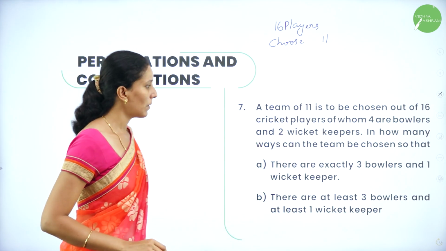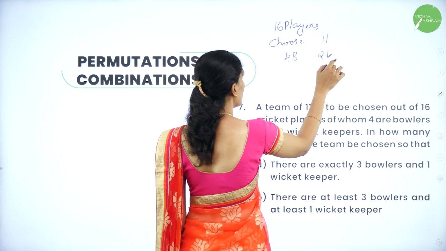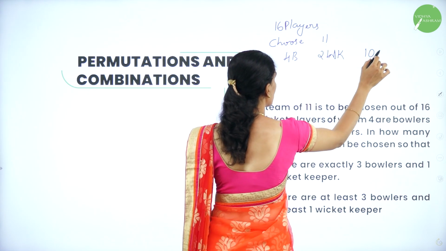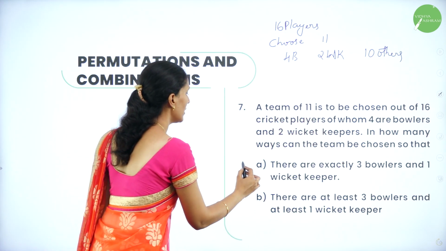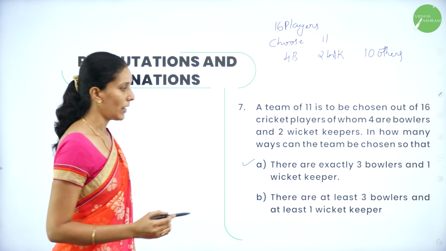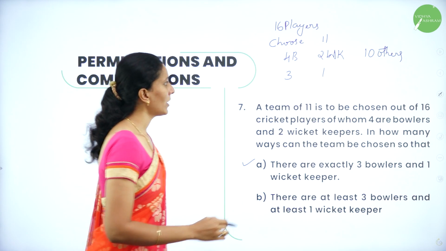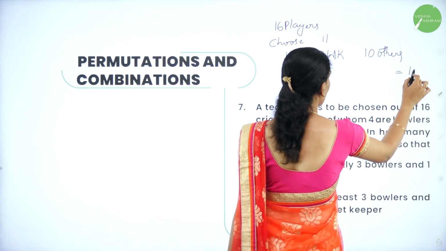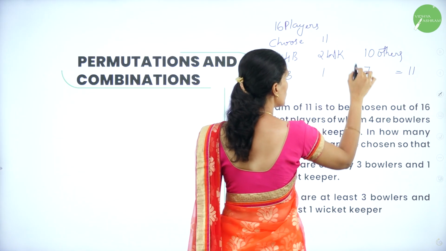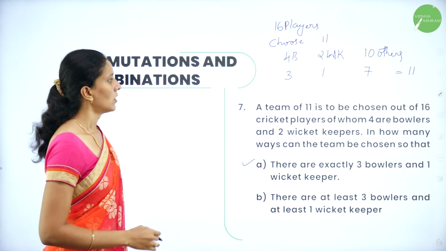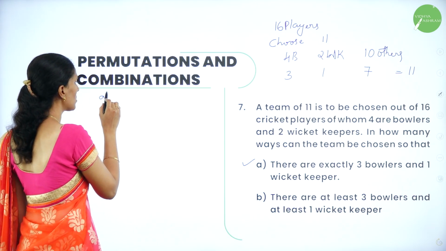Out of 16 players, we have 4 bowlers, 2 wicket keepers, and 10 others. My first question is how the selection can be made if you choose exactly 3 bowlers and 1 wicket keeper. My total must be 11 for the team. So 3 plus 1 is 4, so the remaining 7 should be chosen from the remaining 10 members. How can this selection be made in terms of combination?